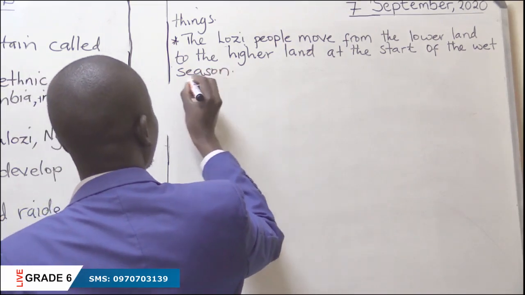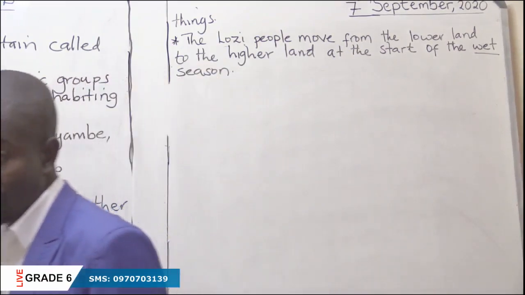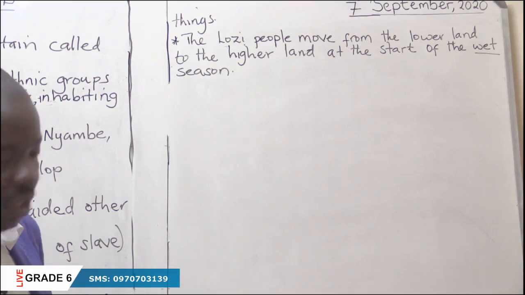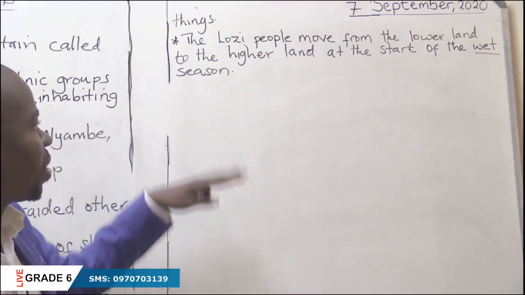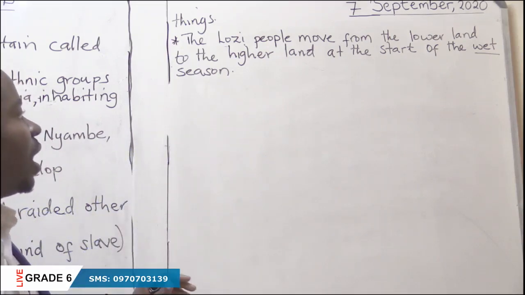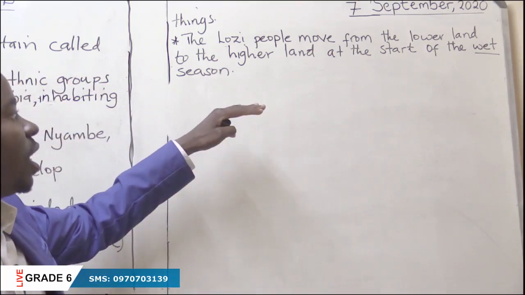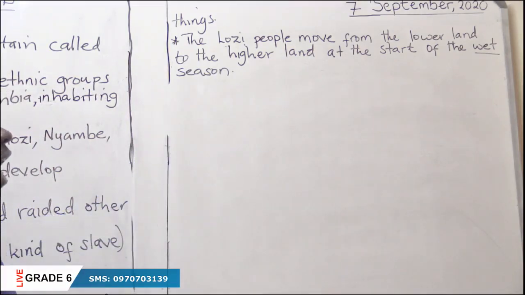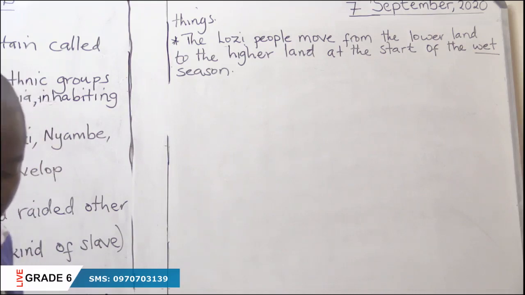So, boys and girls, the Lozi people move from the lower land to the higher land at the start of the wet season. Why do they move? They move because during the wet season, or rain season, the lower land gets flooded, and because of that, they have to move to the higher land.